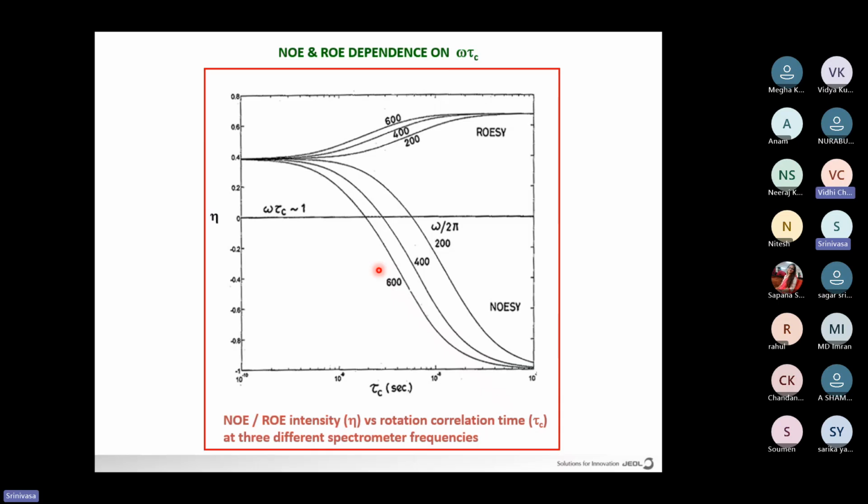And again, the temperature must be fixed. When you do a measurement of a NOESY experiment, fix it at 25 degrees or 30 degrees, one constant temperature. Otherwise, what happens?